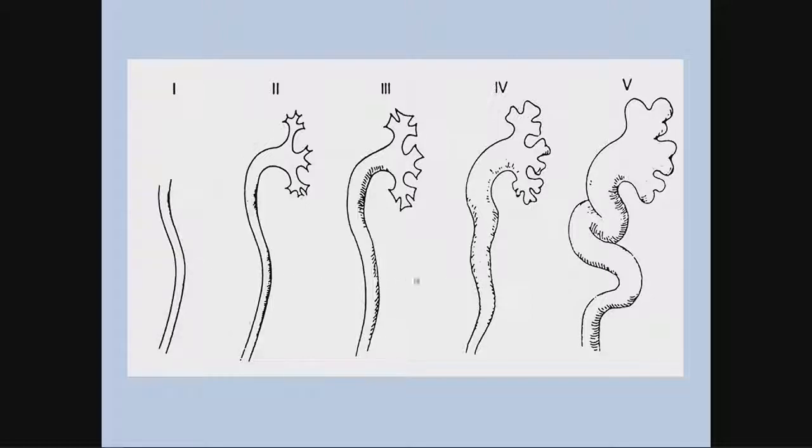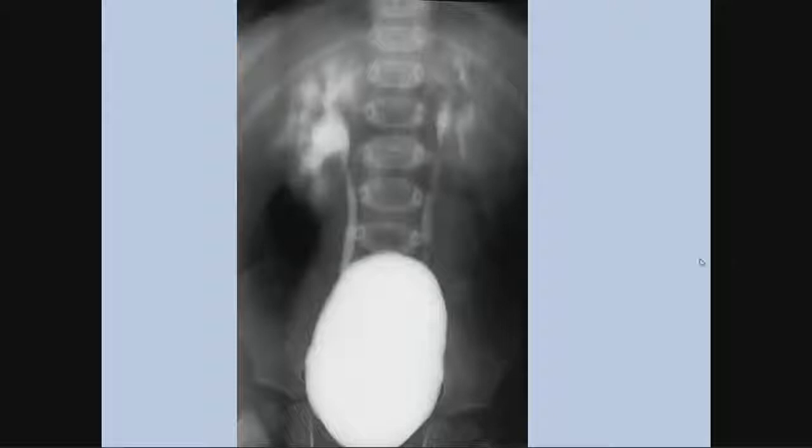There's an international grading system for classifying reflux. Grade 1 is just into the ureter, grade 2 reaches the pelvis, and from grade 3 to 5 it's gradually increasing dilatation. So here's an example of a positive cystogram.